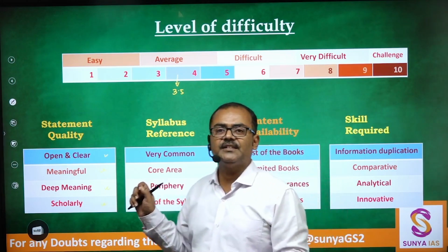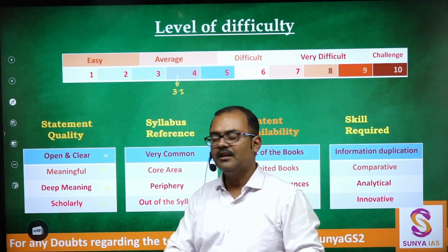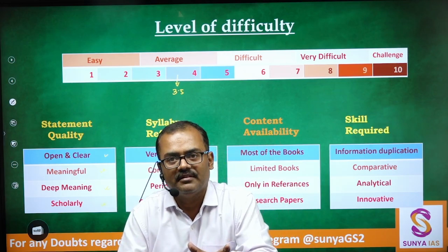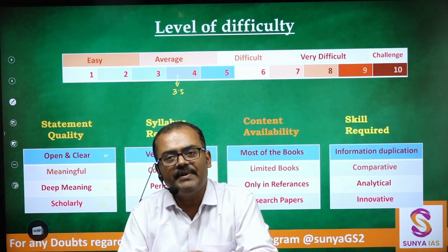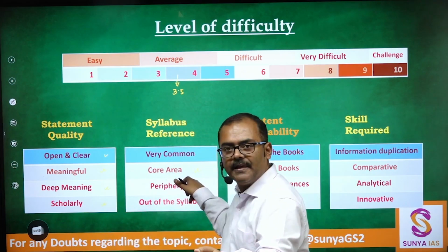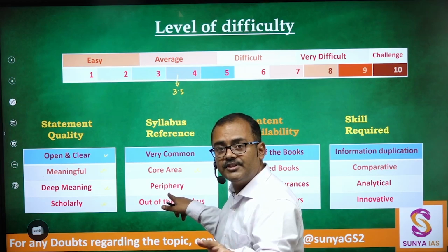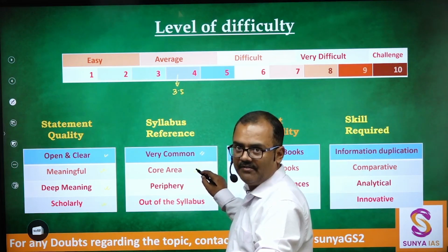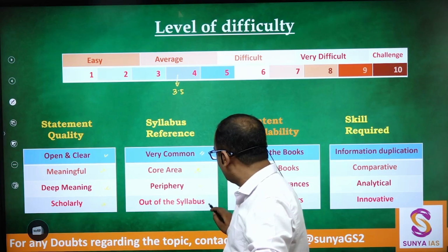Similarly, syllabus reference. Syllabus reference means you find it mentioned in the syllabus. There are core areas mentioned in the syllabus, but some topics are very common. Like if I say Taylor's scientific management, it is very common. But Taylor's management by exception is not a core area, it is the periphery. It is in the syllabus, but it is not covered as a general topic. So a very common topic is easy. Core area is average. Periphery, meaning the outer part of the syllabus touching something, is difficult. Out of the syllabus is very difficult.